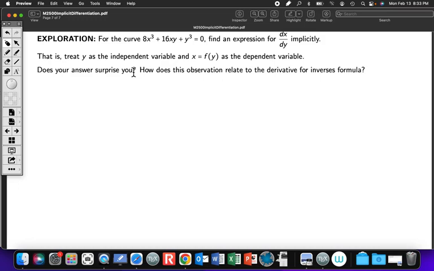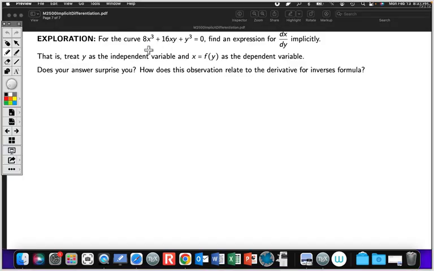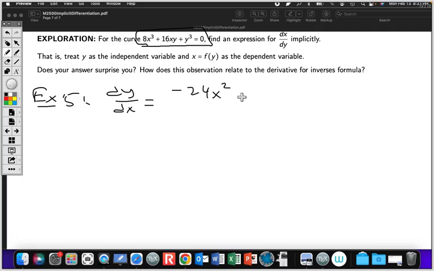This exploration problem is the same equation we had in example 5. In example 5, we found that dy/dx equals minus 24x squared minus 16y, divided by 16x plus 3y squared. The way we got to this is we took the derivative of both sides of the equation, assuming that y was a function of x, took the derivative with respect to x, and isolated the y prime.